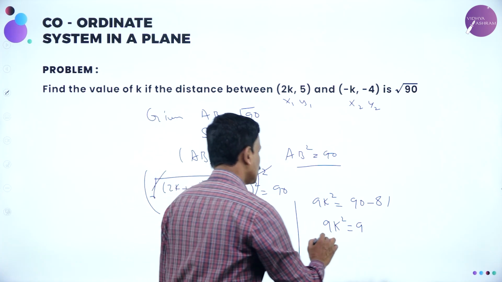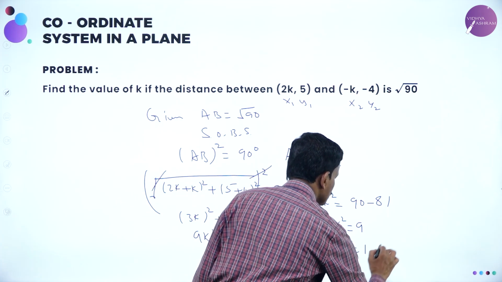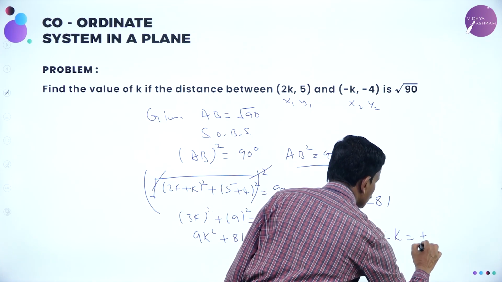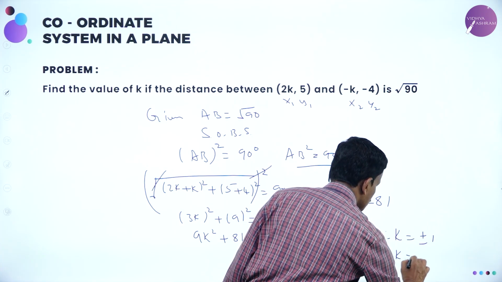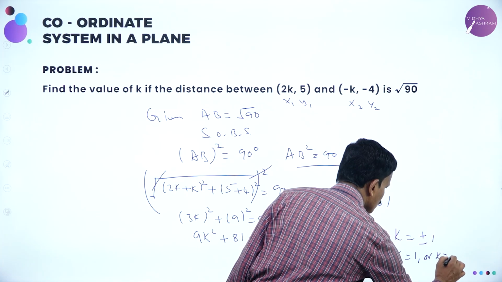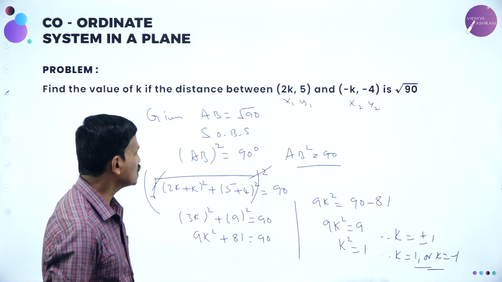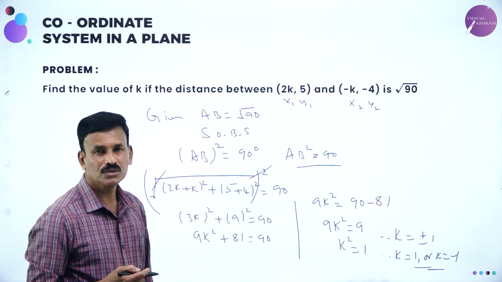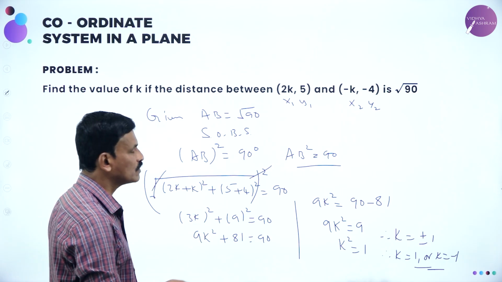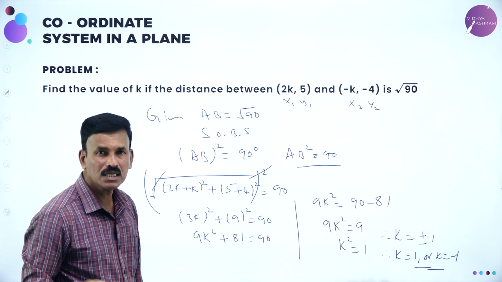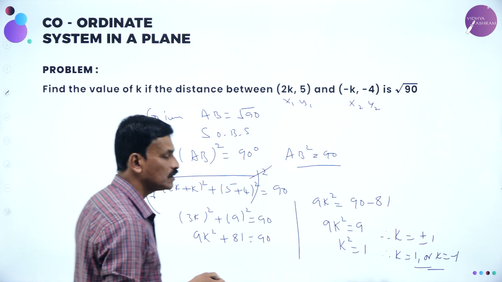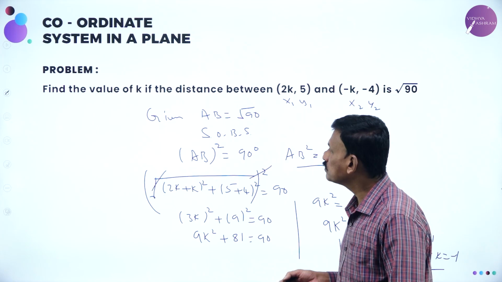Now divide by 9, 9 gets cancelled. k square is equal to 1. Therefore k is equal to plus or minus 1. k is equal to 1 or k is equal to minus 1. So the value of k is plus 1 or minus 1. That's it. Okay. So if you put k is equal to plus 1 or minus 1, you will get the distance as root 90. That's it. Now next, move on to the next problem.